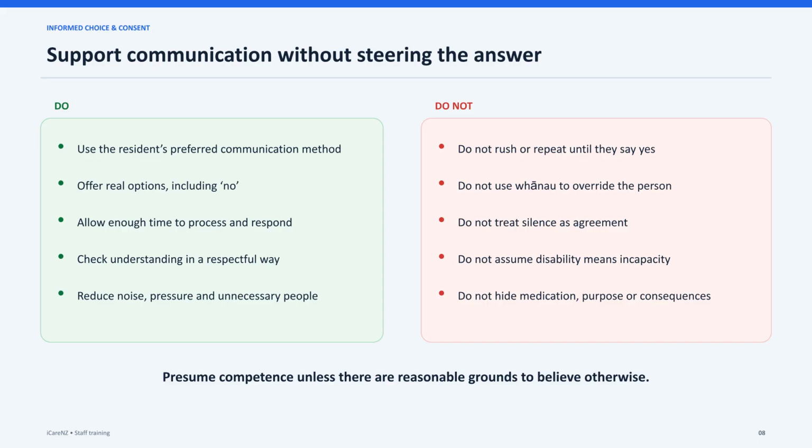When supporting communication, presume competence. Use the resident's preferred method, offer real options, and allow time to process. Avoid rushing, using 1UP to override the person, or treating silence as agreement. Remember, disability does not automatically equate to a lack of capacity.